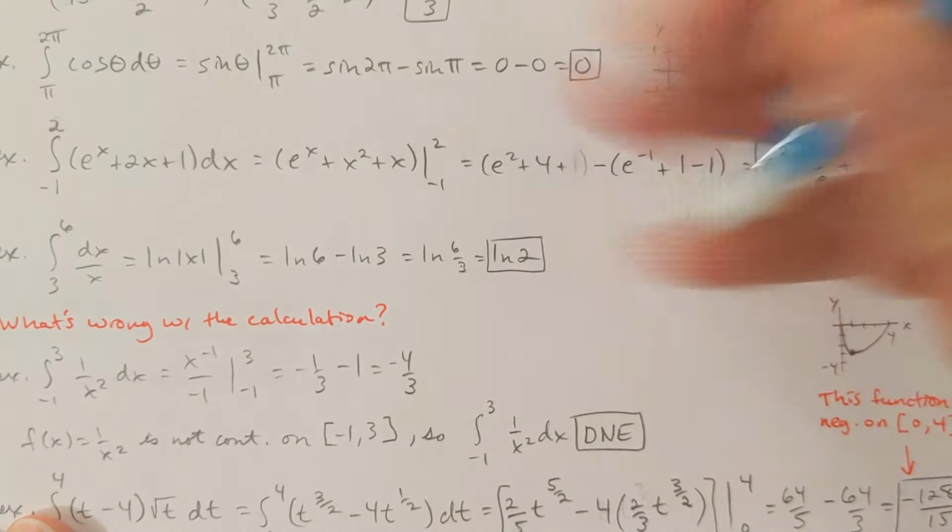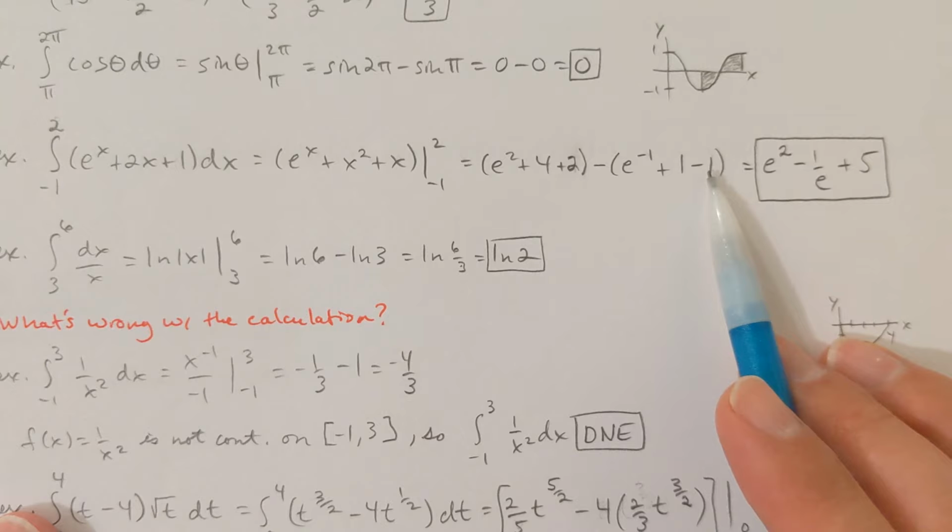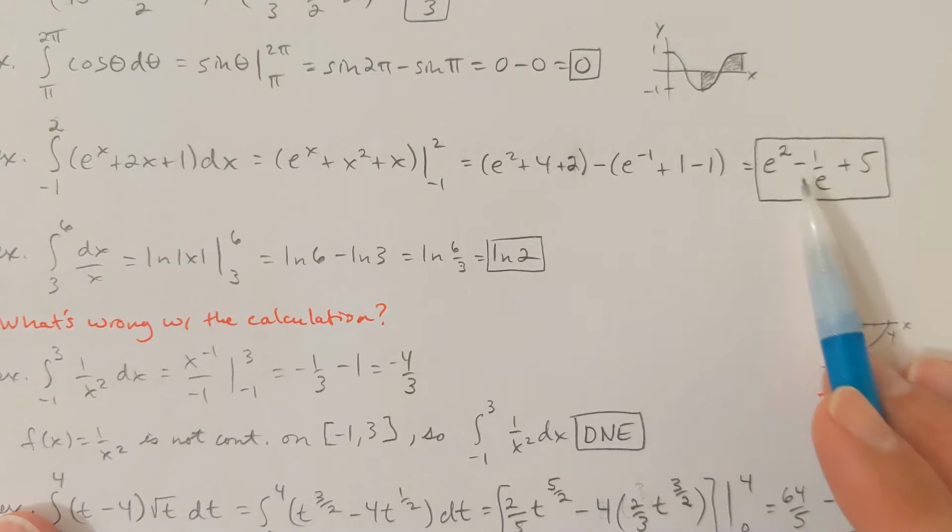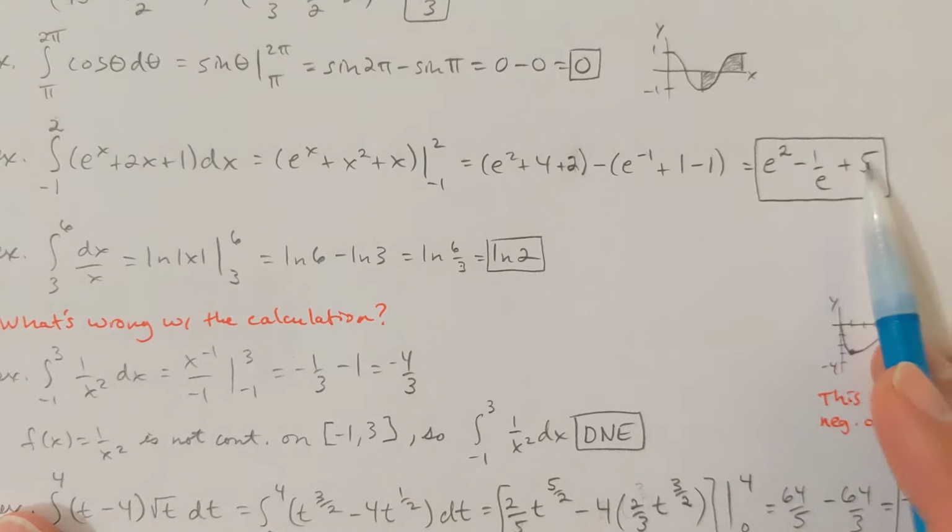Okay, and then combine your like terms. You're going to have e squared minus 1 over e. 4 plus 2 is 6. And let's see, 1 minus 1 is 0, so it should be e squared minus 1 over e plus 6 should be the answer. Sorry about that.